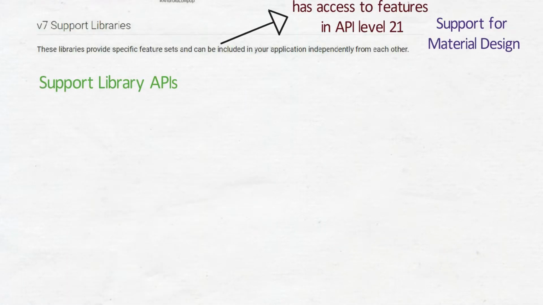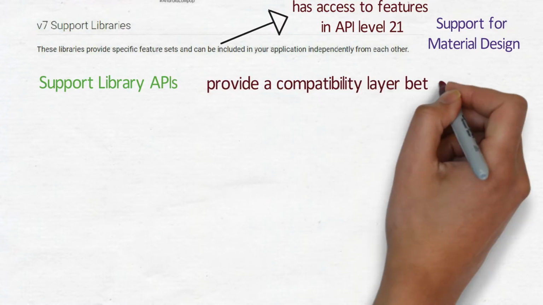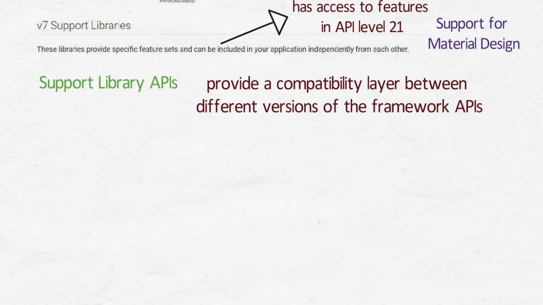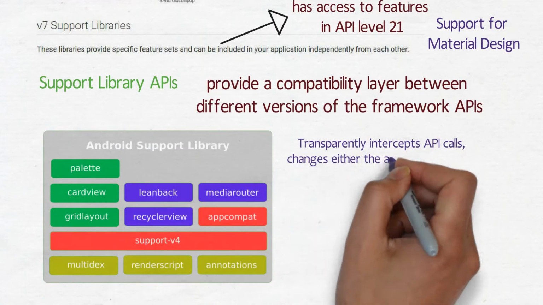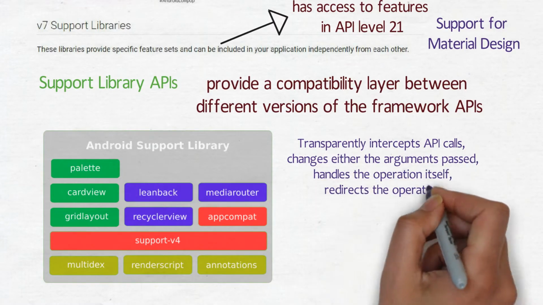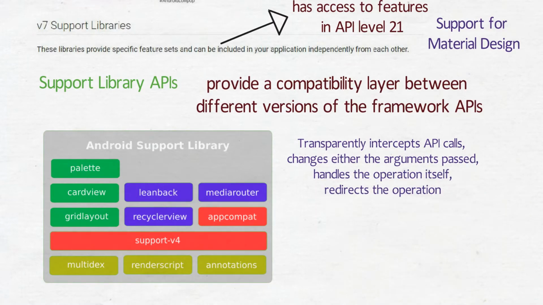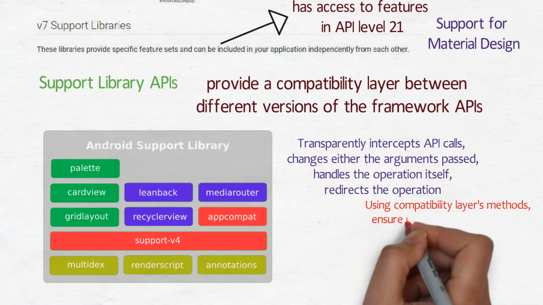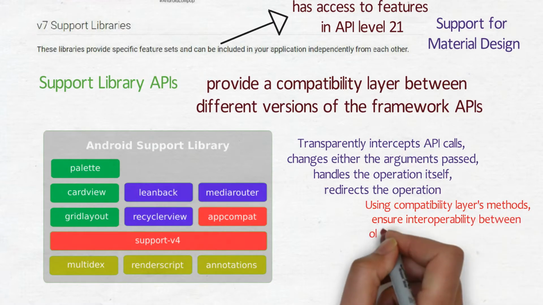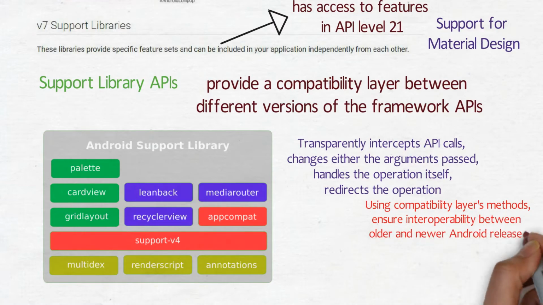The support library APIs also provide a compatibility layer between different versions of the framework APIs. This compatibility layer transparently intercepts API calls and changes either the arguments passed, handles the operation itself, or redirects the operation. In the case of the support libraries, by using the compatibility layers methods, you can ensure interoperability between older and newer Android releases.